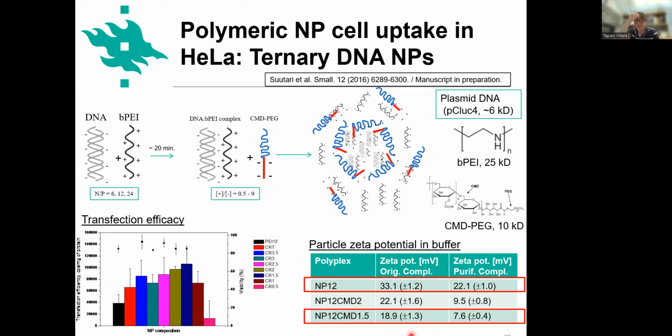The interesting thing we found from the transfection efficacy of these particles was that when we increased the amount of this CMD-PEG, it actually increased the transfection efficacy, which is counterintuitive, because if you pegylate something, it usually reduces the interaction with cells, and then you would expect it to reduce the transfection efficacy. But here we have an increase. We wanted to look more into the details of this.